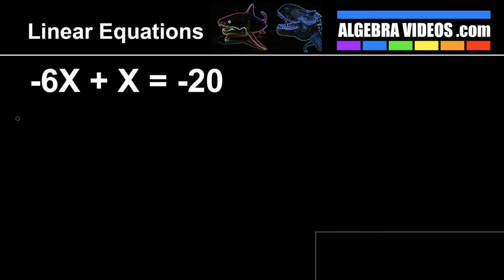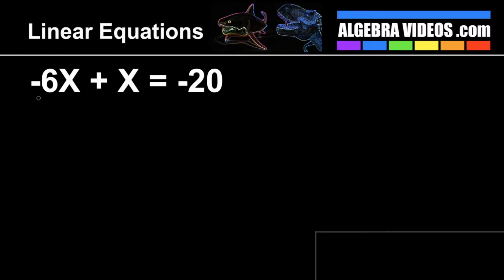We have negative 6x plus x equals negative 20. So on problems like this, we want to get x by itself. Right now we have two x terms on the left side, and we have this negative 6 thrown in there. And what we want to get is just x by itself. Say x equals something. So here's how we do it.